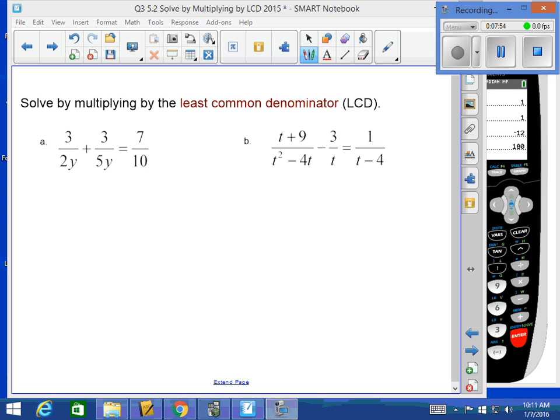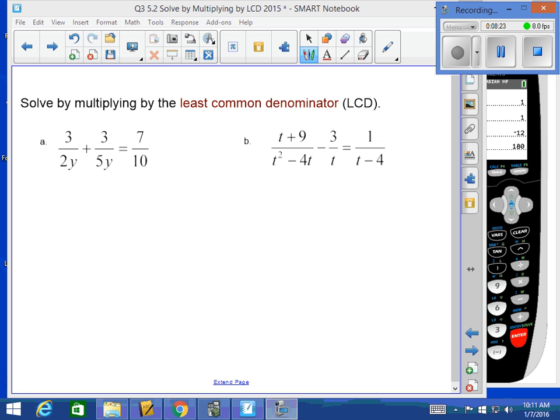If I want to solve an equation and it involves fractions, I want to find the least common denominator. Once I've determined what the least common denominator would be, then if I multiply the entire equation by that least common denominator, all of my individual fractions will go away, and then I can have an equation to solve that will be easier.